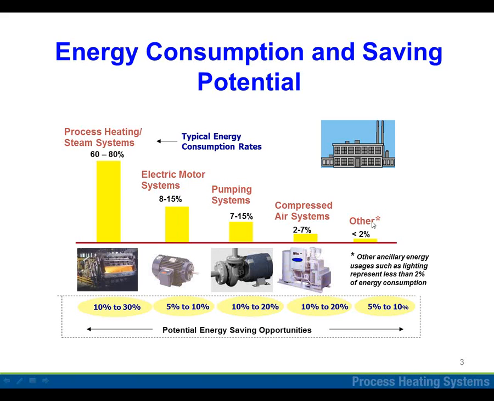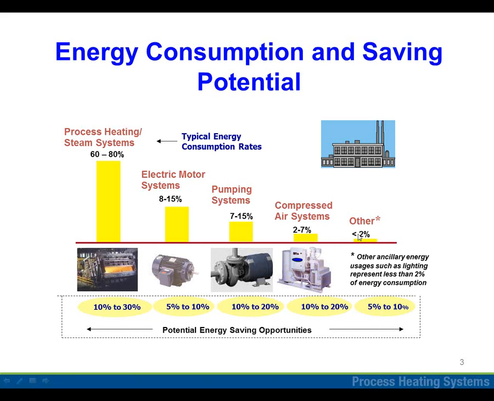And then there are other types, HVAC, lighting, so on and so forth. Obviously, in a plant, the most visible thing is lighting. But if you look at it, it's going to be less than 2% of your total energy use that is going to be in lighting.